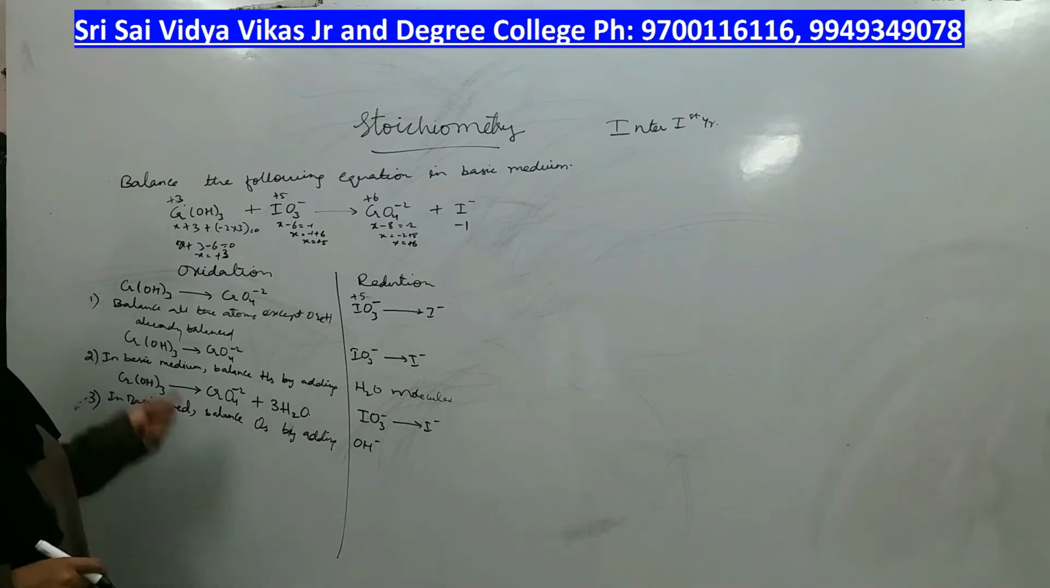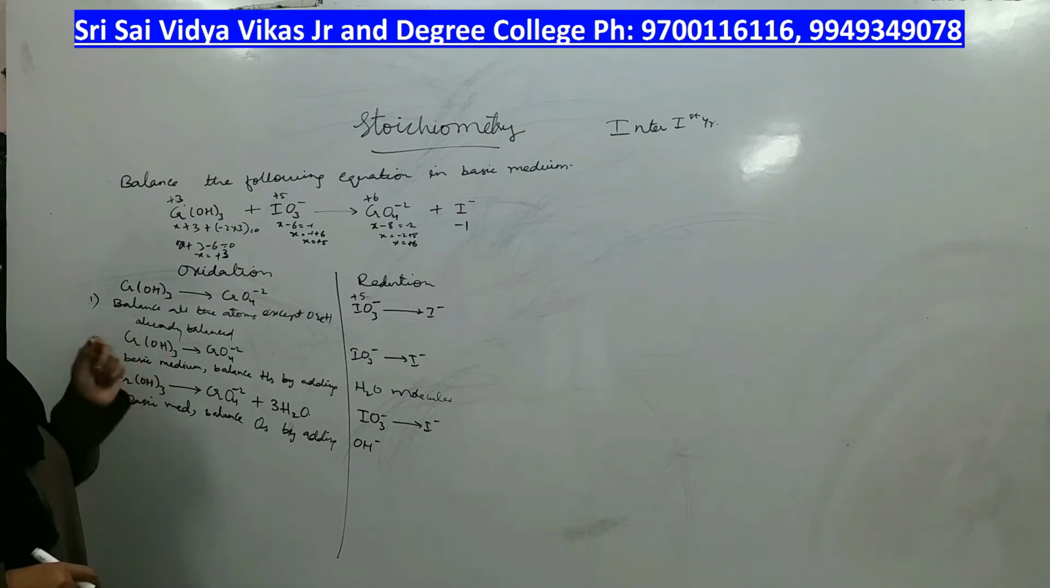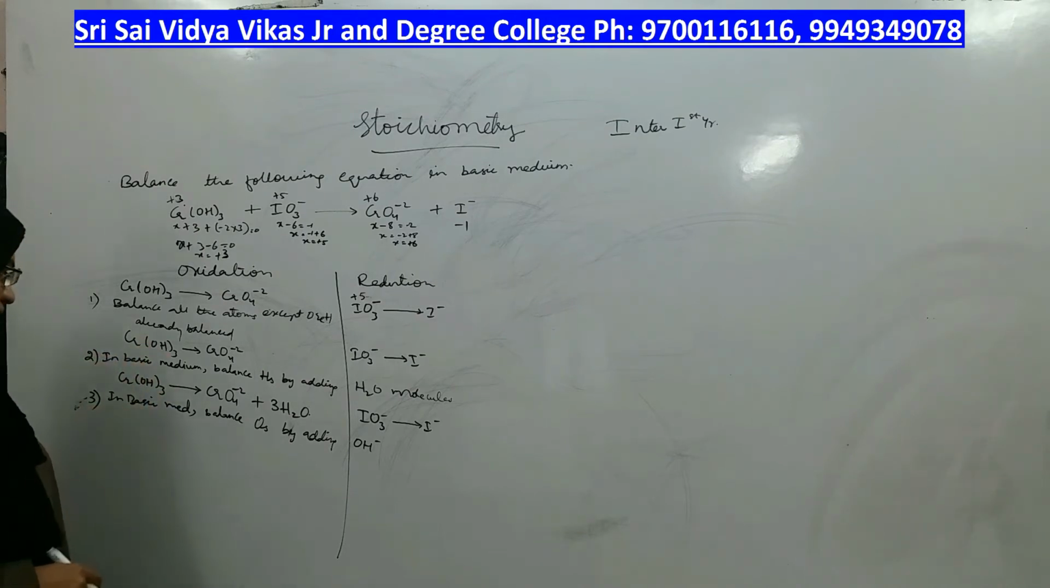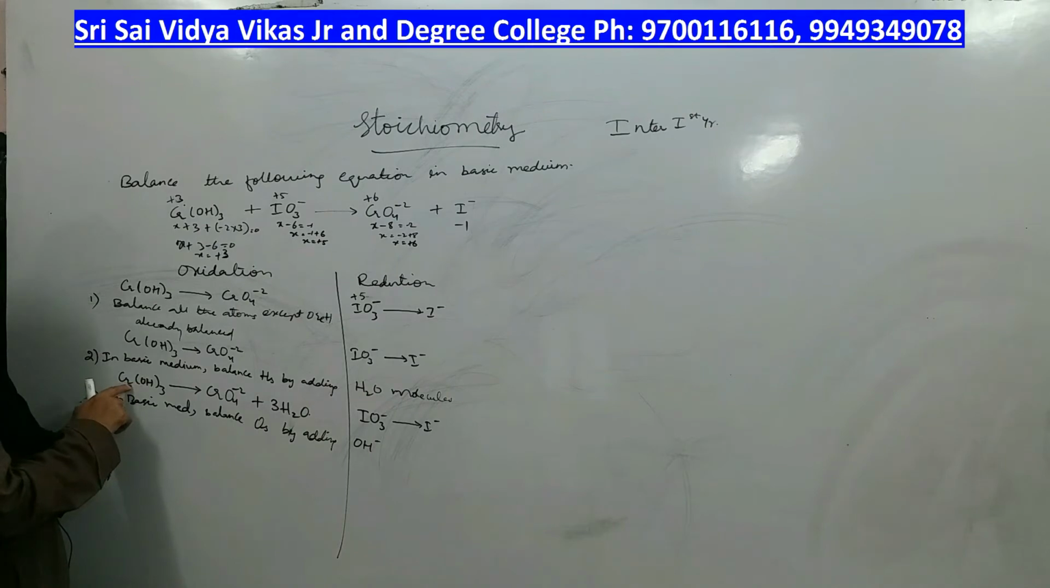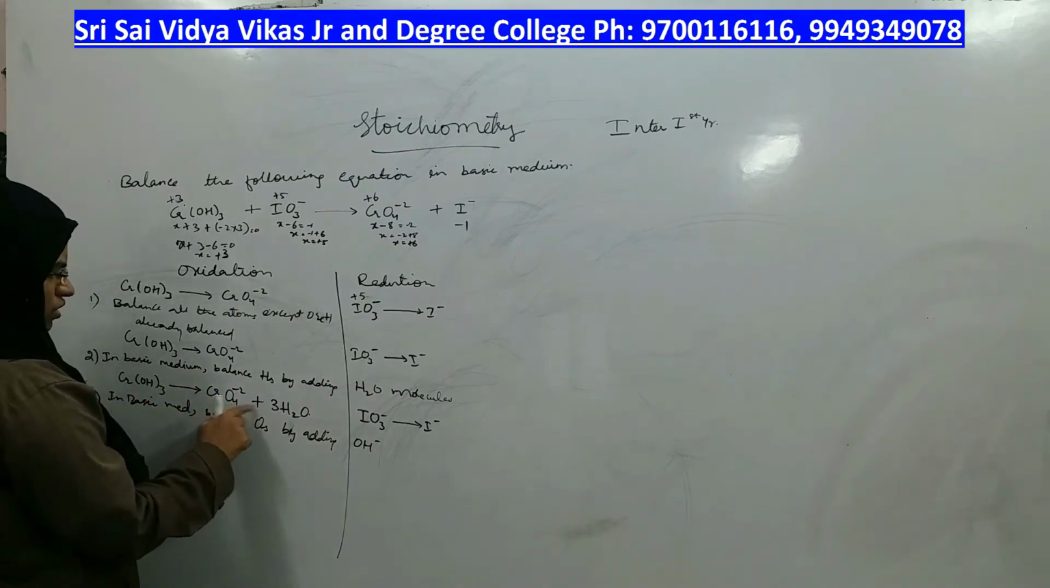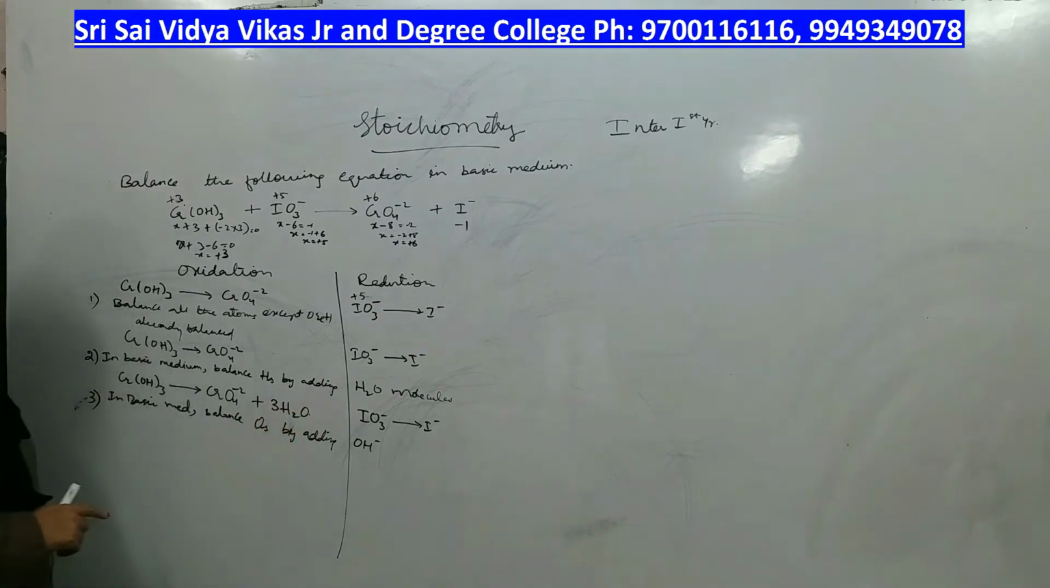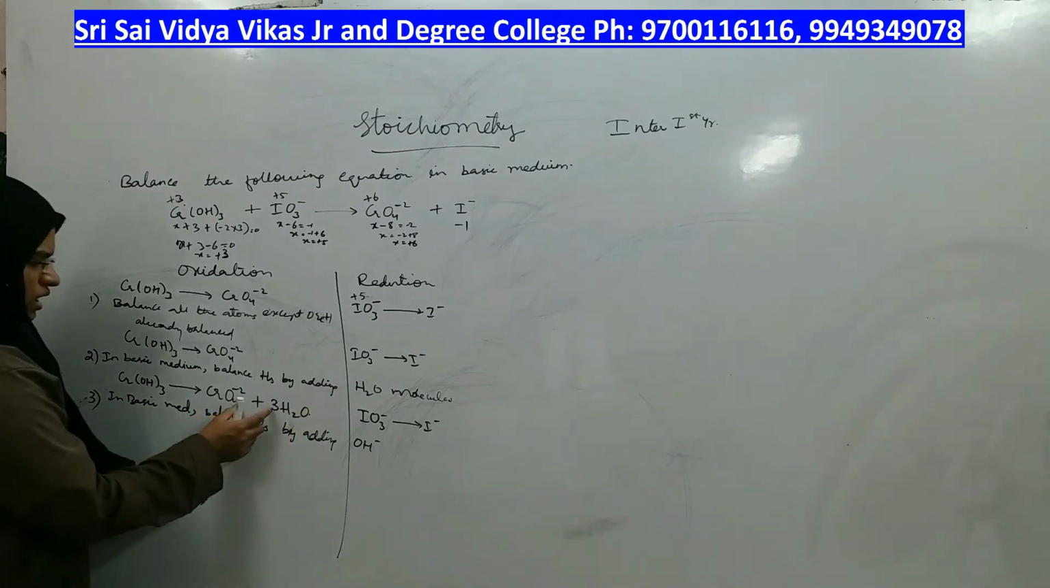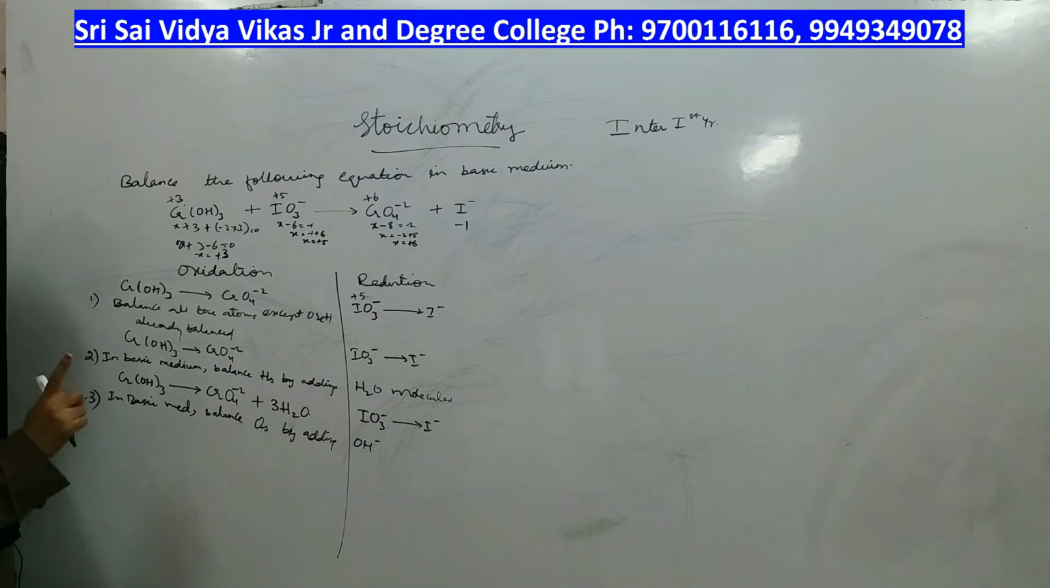Wherever oxygens are less, you first count how many oxygens are less. If 3 are less, add 3 OH minus. If 1 is less, add 1 OH minus ion. Okay. So now you see on this side there are 3 oxygens and on this side there are 4 plus 3. How many? 7 oxygens are present on the right side, but on the left side there are only 3 oxygens.